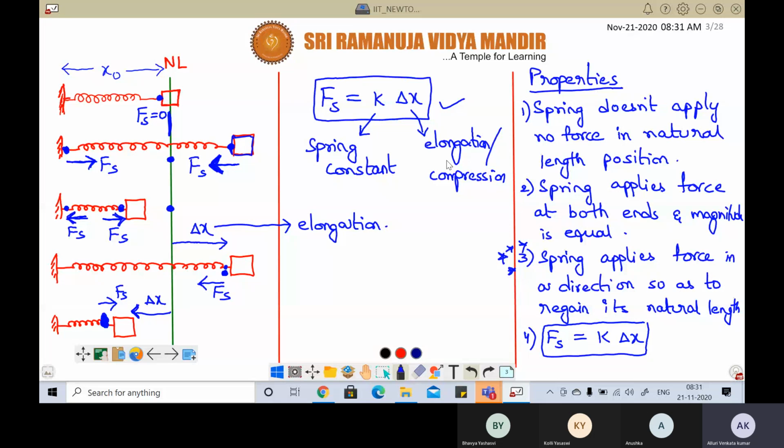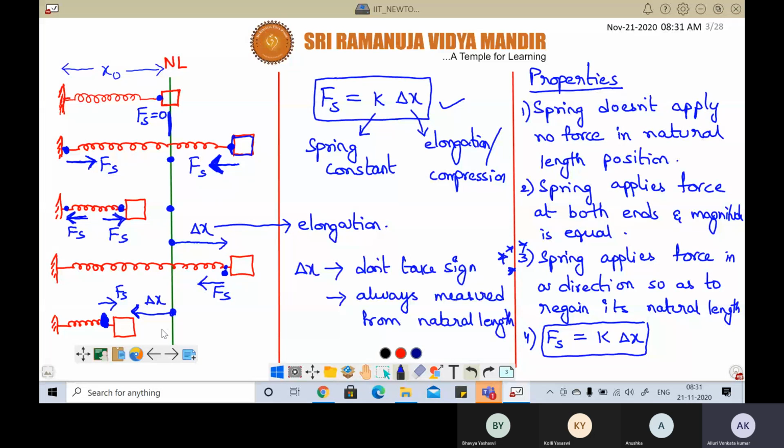Okay, and here two points are there regarding delta x. Just write only the magnitude. The second point is that it is always measured from the natural length. Always measured from where? Natural length. So this is regarding spring force.